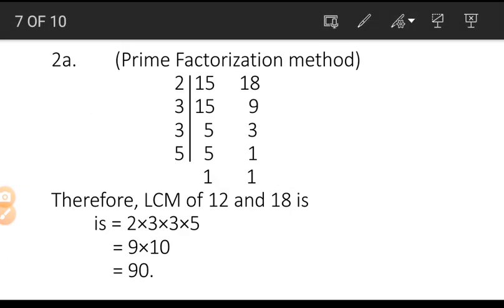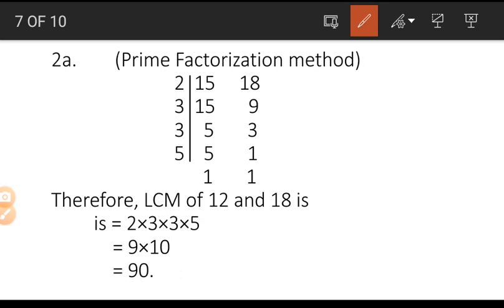Well, 2a, we are asked to find the lowest common multiple of 15 and 18. And we are going to be using the prime factorization method. We have already learned what prime factors are and how to prime factorize. We are going to be applying this rule in solving LCM of 15 and 18. Now look at the table method. You see 15 and 18.